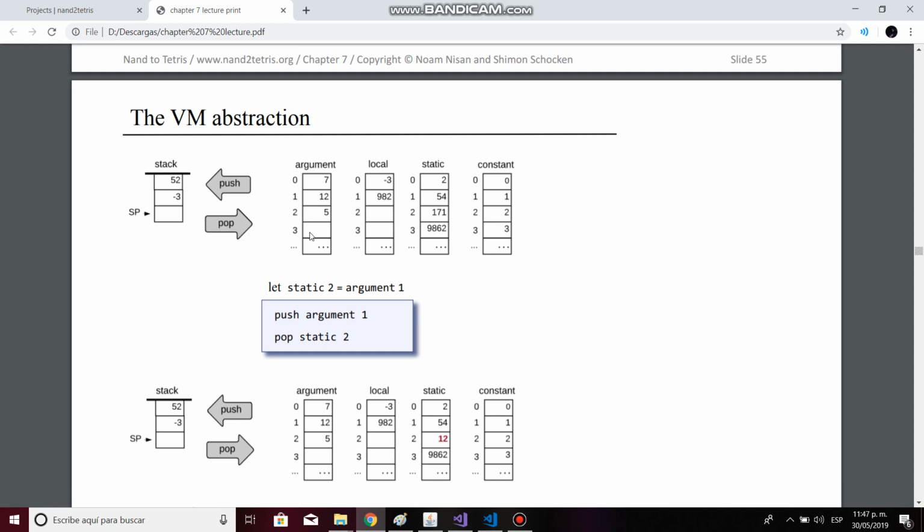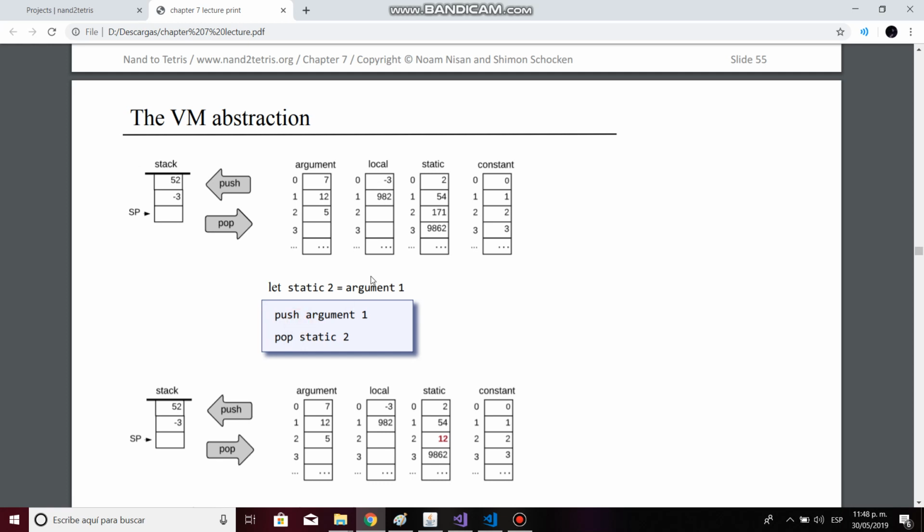So an example of how to manipulate it is to move something from one memory segment to another memory segment. And the way we're going to do that is pushing and popping to the stack. So right now we have the code here in high-level language. It's going to be let static 2 be equal to argument 1. So what we're going to do is push argument 1 and pop static 2.